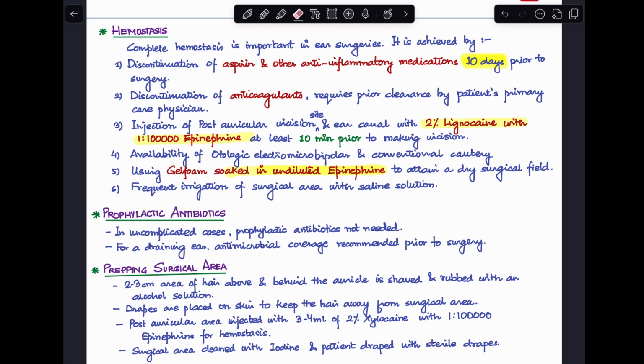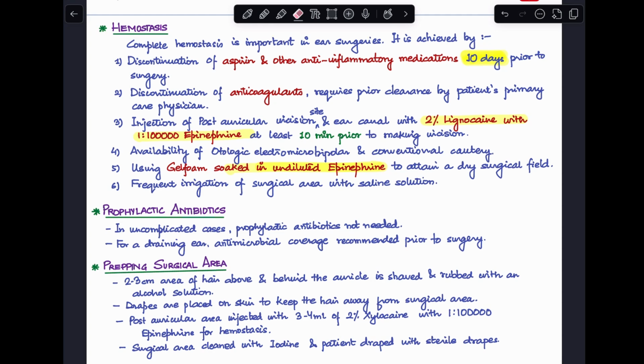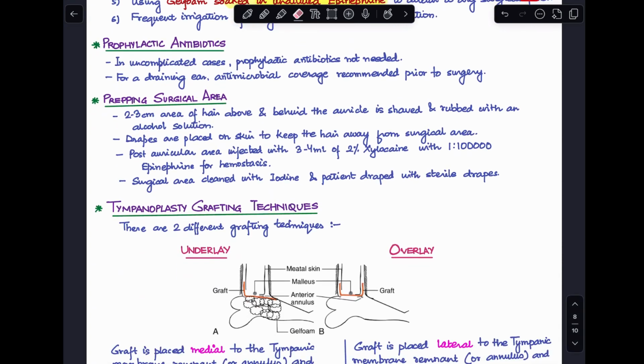Next, coming to prophylactic antibiotics. Do you think prophylactic antibiotics are required in every tympanoplasty case? Well, in uncomplicated cases, the ones which are coming to you with a dry ear, dry central perforation, you do not need to give any prophylactic antibiotics. However, if the patient has come to you with a draining ear, antimicrobial coverage is recommended prior to surgery.